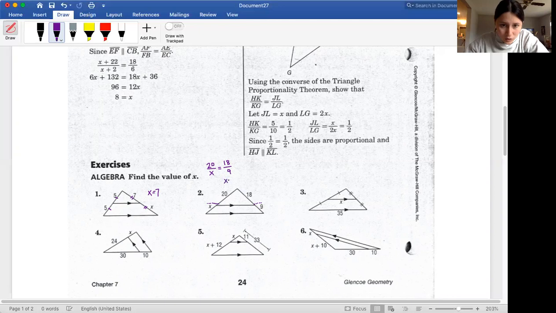So you can also look at the relationship of the parts. If what you see here is 2 over 1, then this 20 over X simplified should also be 2 over 1. Does that make sense?